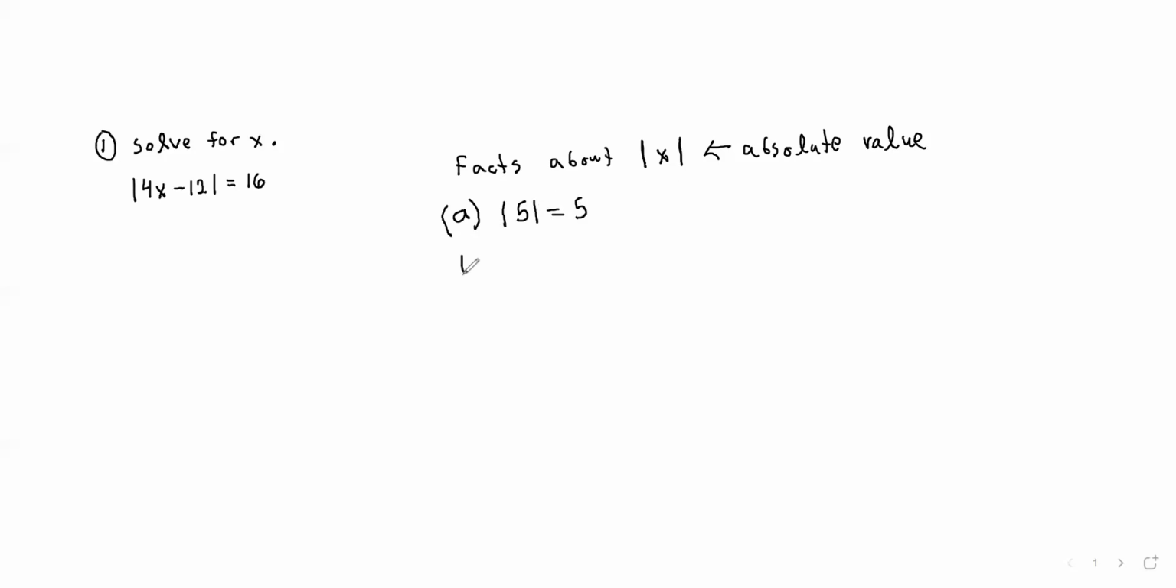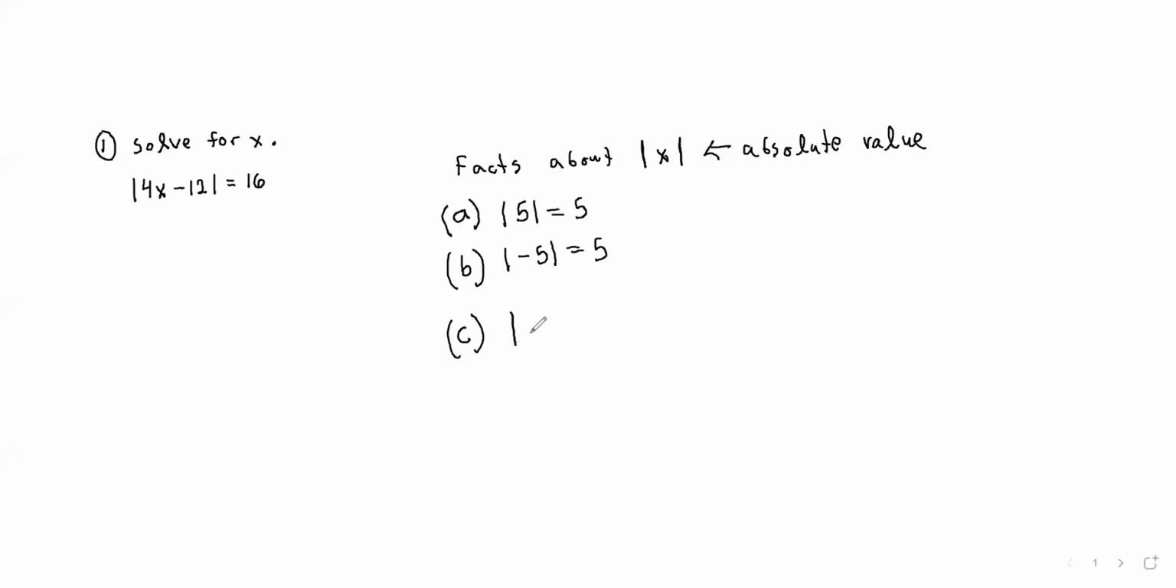So the absolute value of a positive number is a positive number. The second fact is if you take the absolute value of a negative number, you get the positive. So absolute value of minus 5, you get the positive 5. So fact B is absolute value of a negative is a positive. And fact C, so these are just general facts that you can use. Fact C will help us solve this problem.